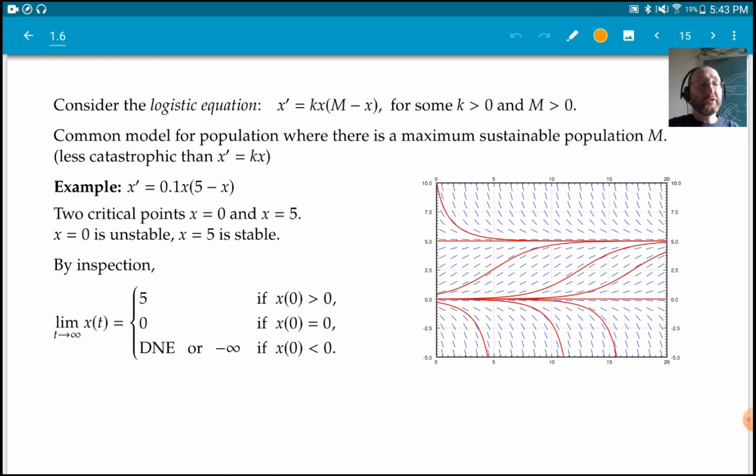Now, by inspection, just by looking at it, it's clear that no matter where I start, I sort of know where I end up eventually for very large t. So basically, we're looking at the limit as t goes to infinity.